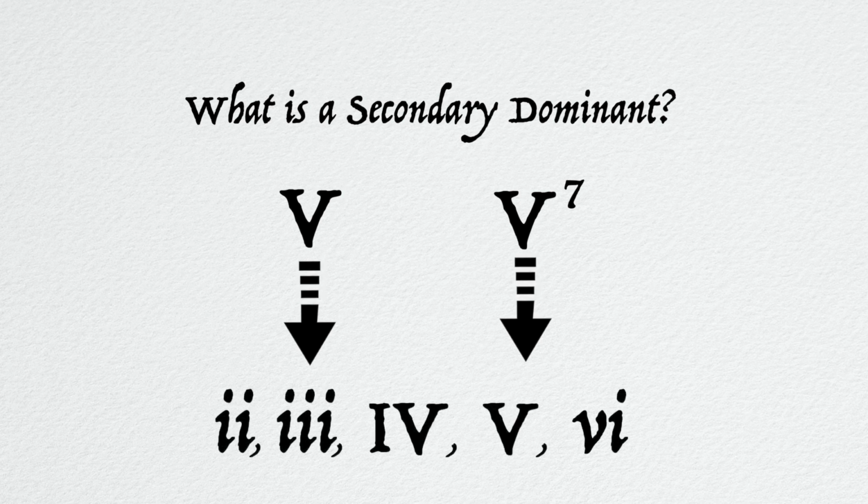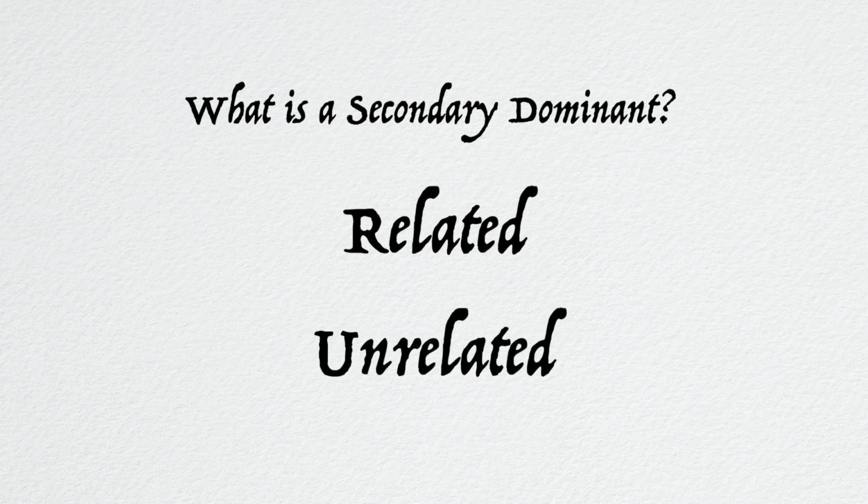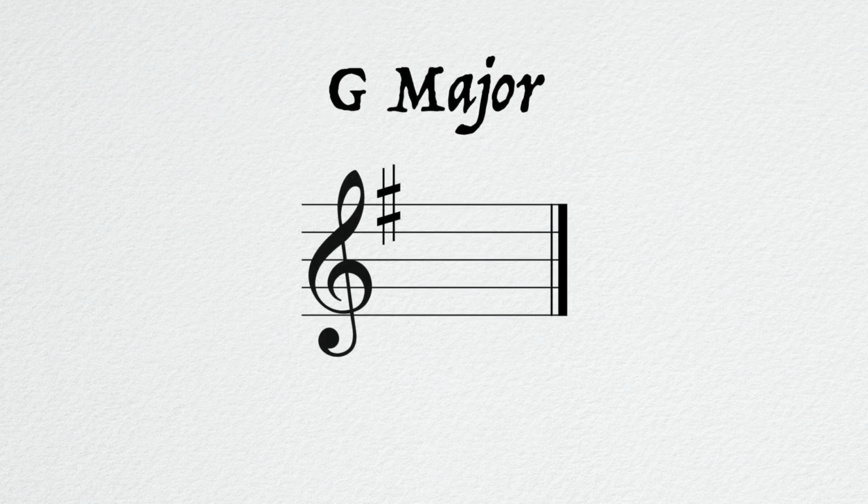Although this is the standard definition, I find it misleading, as I think there are actually two types of secondary dominants: those that are related to the key signature of the piece and those that aren't. I would map out related secondary dominants as such. Let's start with G major. I didn't choose this key randomly, it'll make sense later.